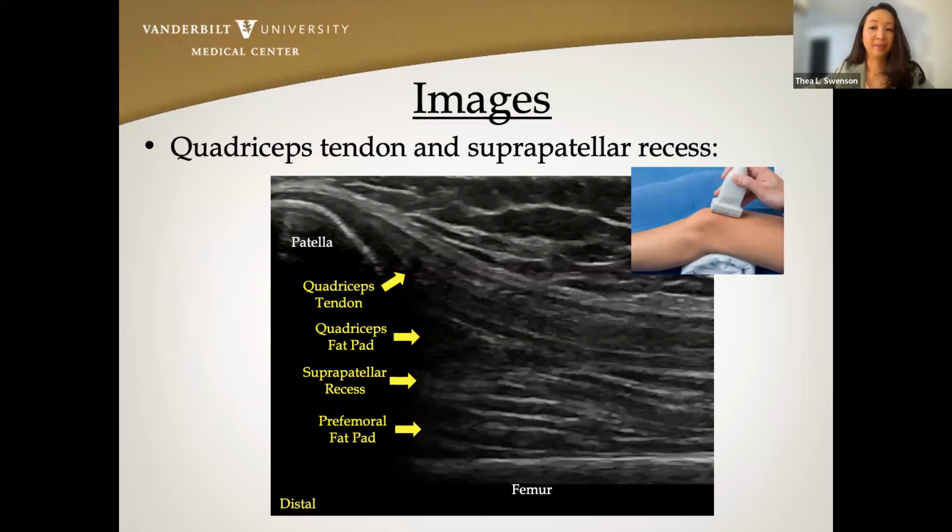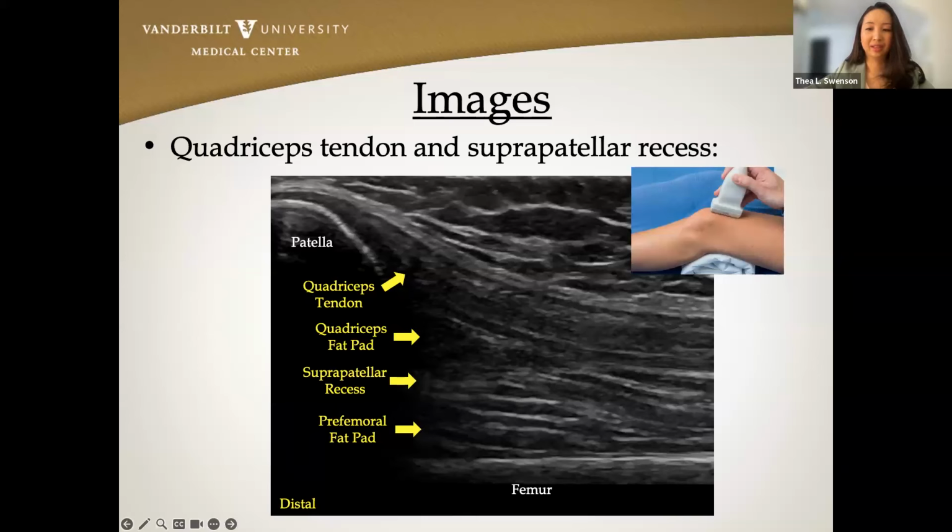Now we'll go over the images for the structures we just discussed under ultrasound. Obviously, in the upper right hand is the little icon for the scan transducer location. You have here the quadriceps tendon in long axis. The suprapatellar fat pad, or the quadriceps fat pad, is just deep to the quadriceps tendon. The prefemoral fat pad is superficial to the femur. And then you can see the bright white cortex of the bone as this hyperechoic line down here.